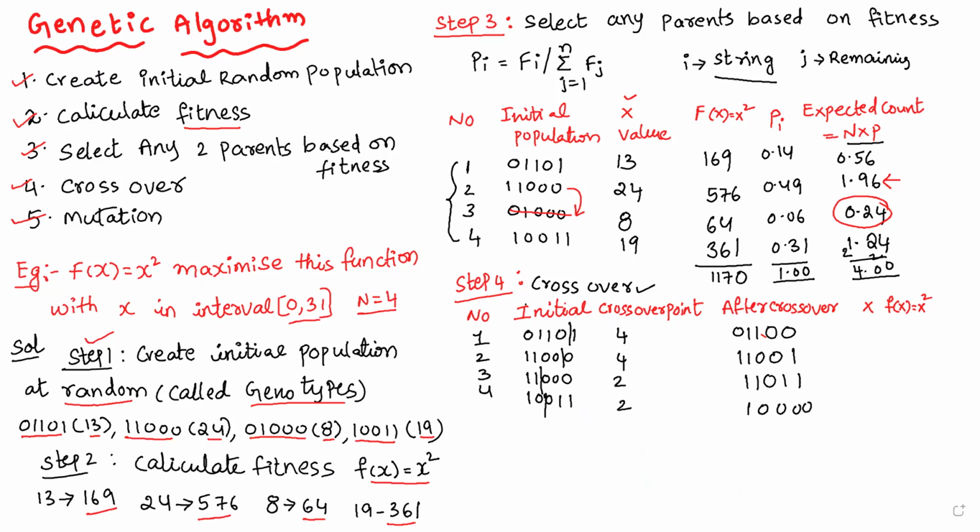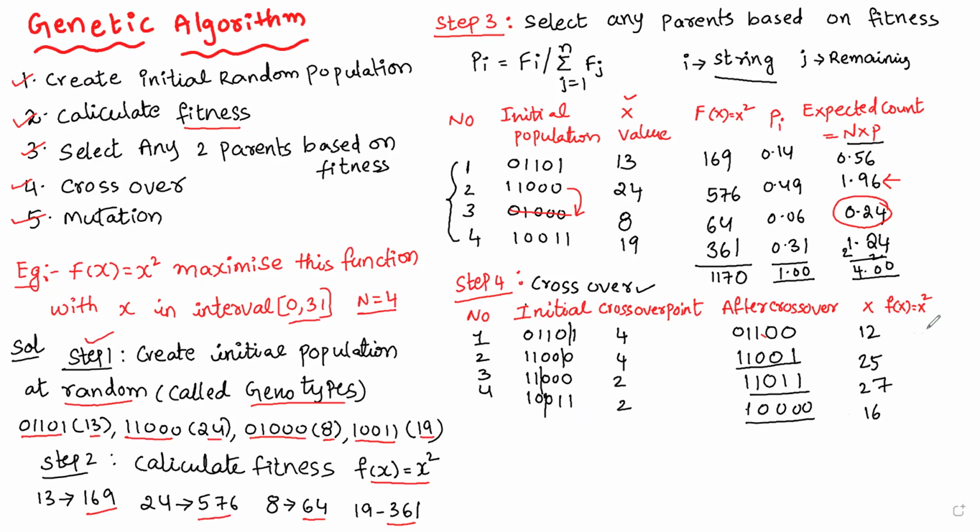Okay. Now let us go for f of x. So that is equal to, now we'll see the x value. So what is the value of 0 1 1 0 0? Just to convert into a decimal value, this is equal to 12. So we convert this one into a decimal value. That is equal to 25. And this is equal to 27. This is equal to 16.